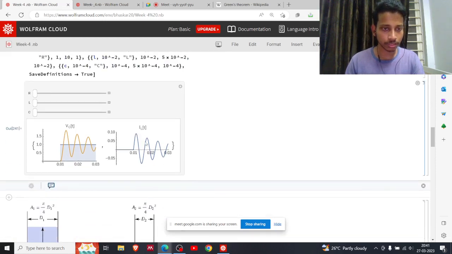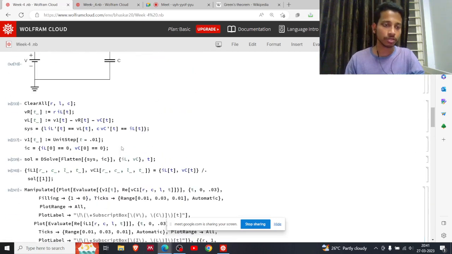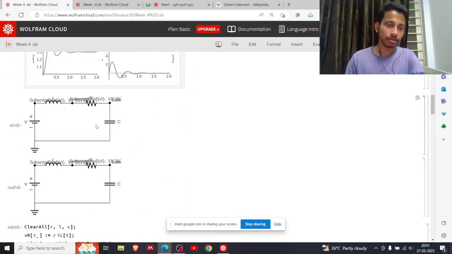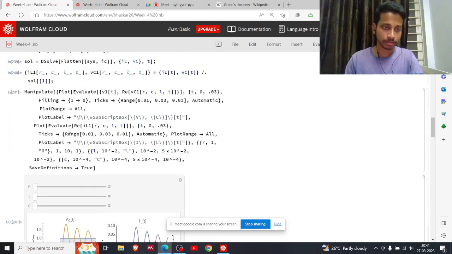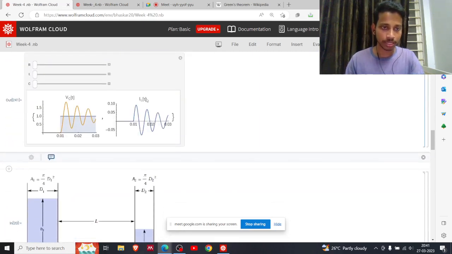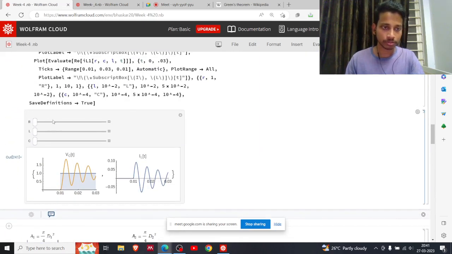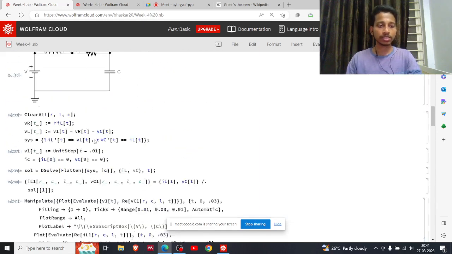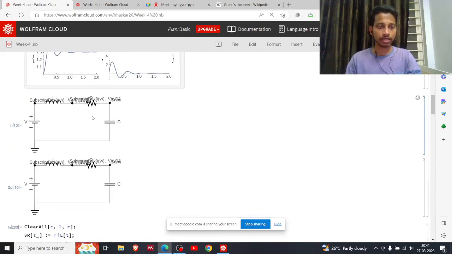So here you can see what we have done in this problem: we have found out the voltage of this capacitor and the current that is flowing through this inductor. That is denoted by VC(t) and IL(t). Now there are 3 controlling parameters, that is R, L, and C. R is the resistance, L is the inductor, and C is the capacitor.